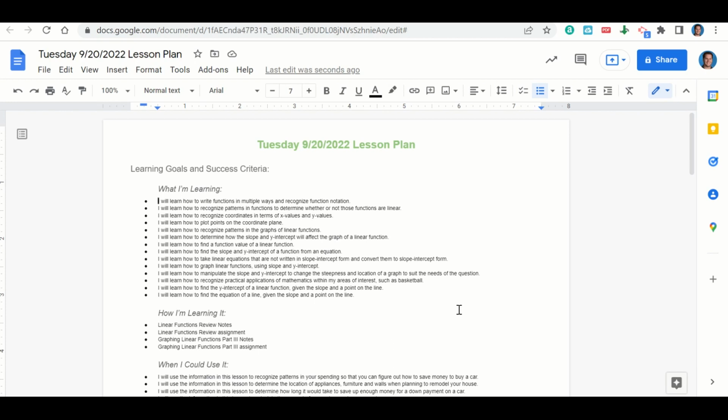to suit the needs of the question, how to recognize practical applications of mathematics within your areas of interest, such as basketball, how to find the y-intercept of a linear function given the slope and a point on the line, and how to find the equation of a line given the slope and a point on a line.